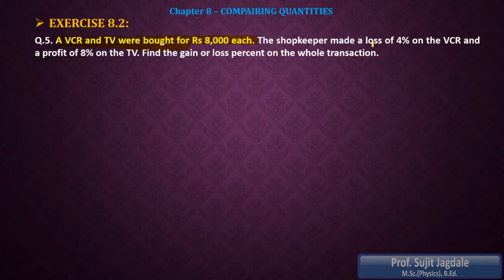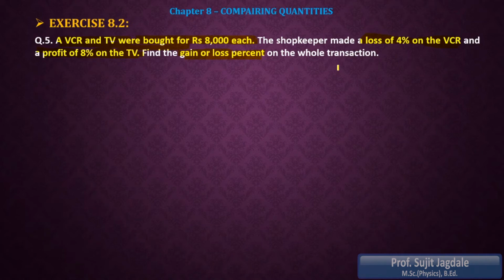Now the shopkeeper made a loss of 4% on the VCR and a profit of 8% on the TV. Now easily you can find out that the profit percentage is larger than the loss percent. So obviously afterwards for the whole transaction there is going to be a profit, but still we have to calculate how much profit percent is there by combining these two articles. Therefore here we are going to find out the gain or loss percent on the whole transaction.